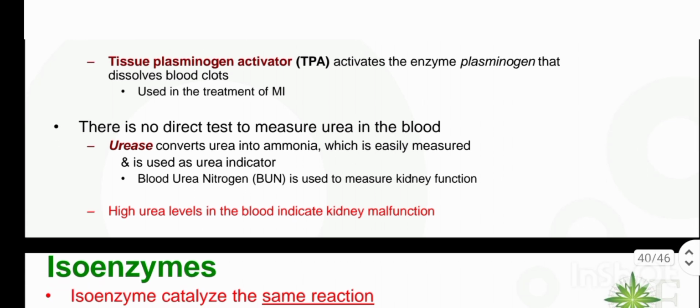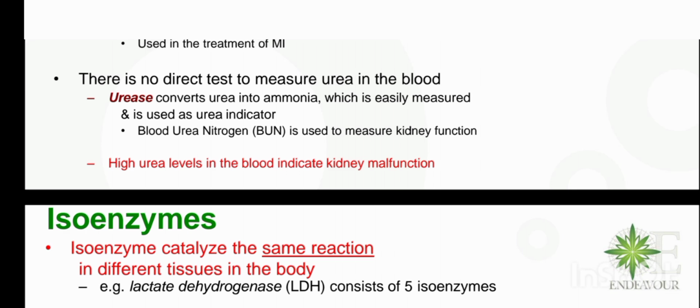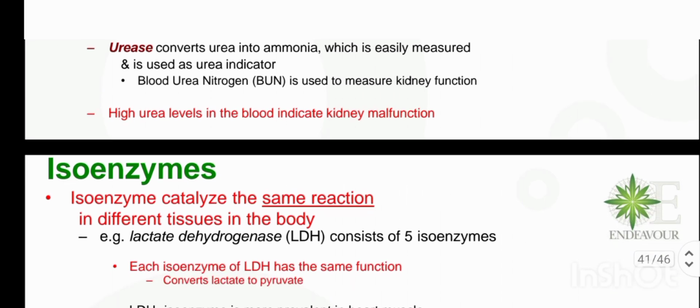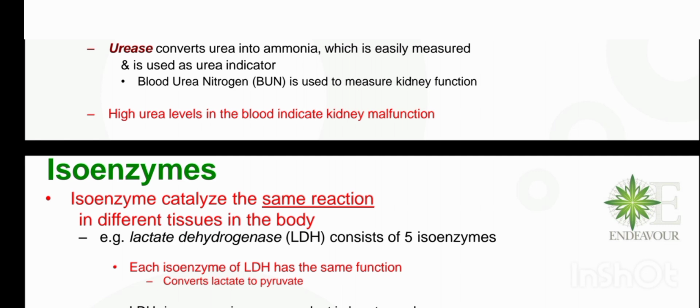There is no direct test to measure urea in the blood. Urease converts urea into ammonia, which is easily measured and is used as a urea indicator. Blood urea nitrogen, BUN, is used to measure kidney function. High urea levels in the blood indicate kidney malfunction.